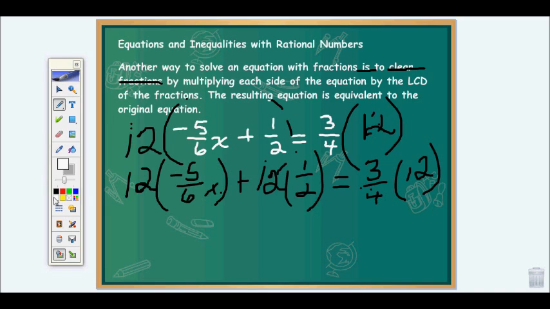I'll go ahead and change pen color here so you can see my reducing. 6 goes into 6 once. 6 goes into 12 twice. So now I have 2 times a negative 5. So I have a negative 10x.